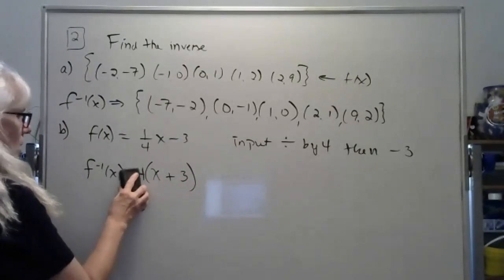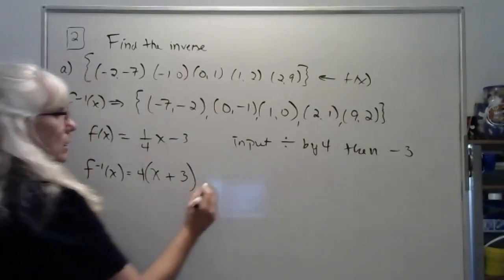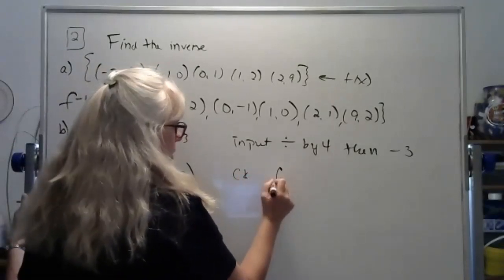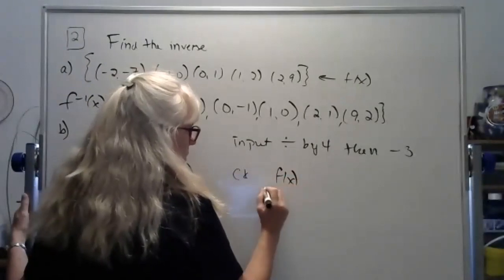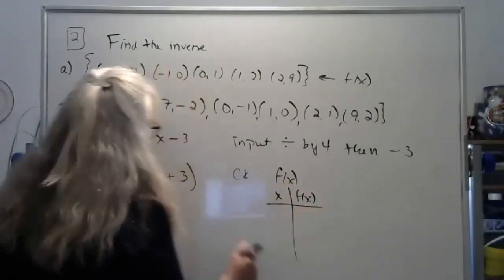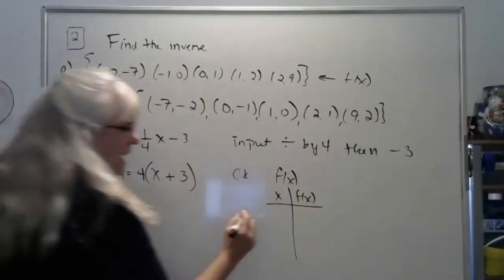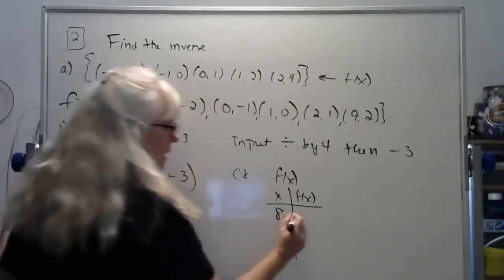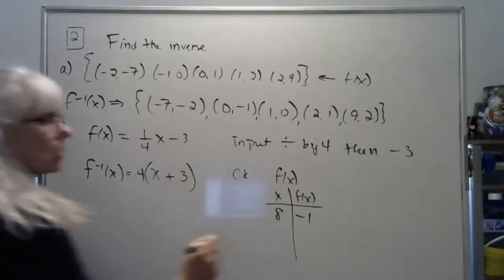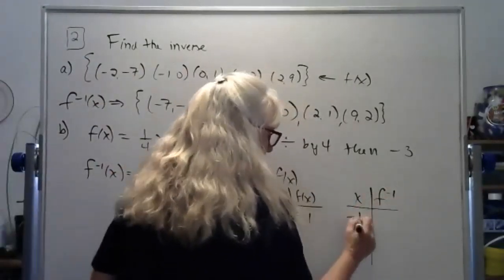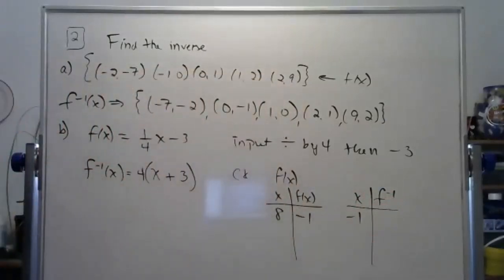Okay, let's go check it and see if that's actually what's going to happen. So check. What we're going to do is put a value into the original function. I'm going to pick an x value and see what we get as the output. Let's take something that's divisible by 4. So let's use 8. 8 divided by 4 is 2. 2 minus 3 is a negative 1. Now, if we've done it correctly, if we plug that negative 1 into our inverse function and do what it says, we should get the right answer.